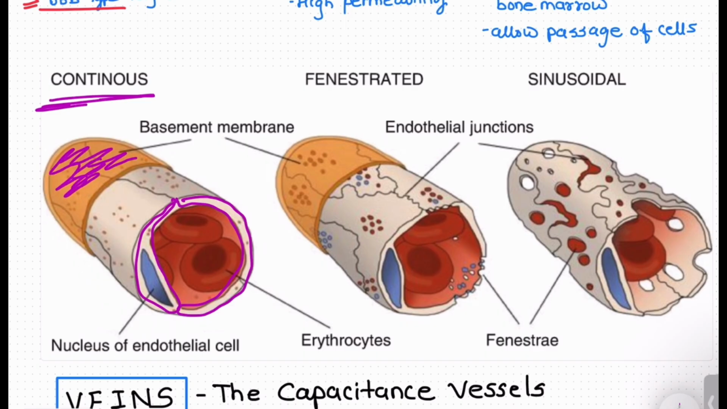Then comes fenestrated. Fenestrated have some gaps, that is junctions in between the cells. Then comes sinusoidal. Sinusoidal has major gaps. Sinusoids, voids are there. These are fenestrations.